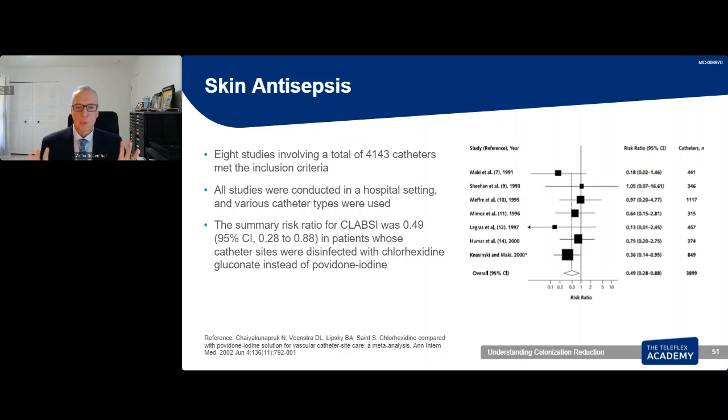Let's review what an odds ratio is. If you have a risk ratio, relative risk or odds ratio below 1, 0 point something, it means that it is protecting. That's why 0.49 is protecting. The chlorhexidine is protecting compared with povidone iodine. And if it's above 1, it is a risk factor.